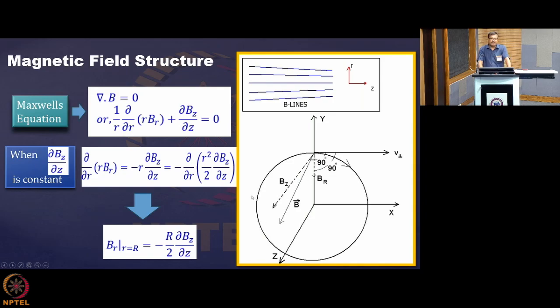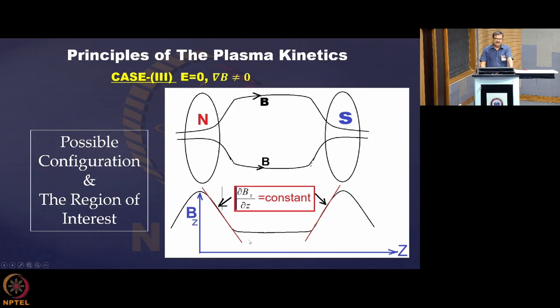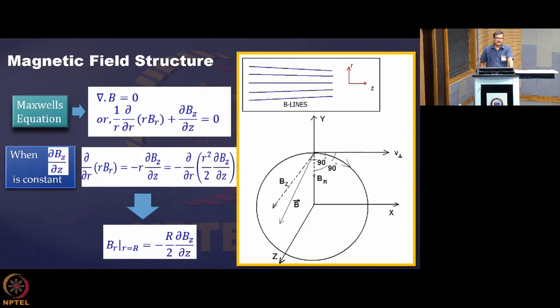So if we have an orbit of radius capital R, then Br equals minus R by 2 del Bz by del Z. This comes under the condition when del Bz by del Z is constant. And how you can make a configuration where del Bz by del Z will be constant, we have seen in our previous case, this is the configuration. You see that del Bz by del Z in this linear part is more or less constant, and we are using that property and Maxwell's equations to get a relationship between Br and del Bz by del Z. So the relationship is Br equal to minus R by 2 del Bz by del Z. We remember this, and we will be using this in the conclusions we arrive at next.